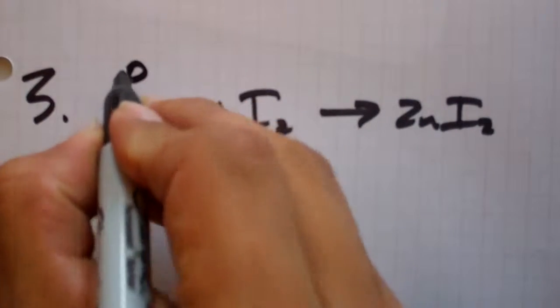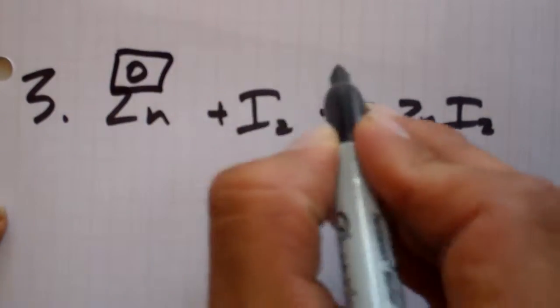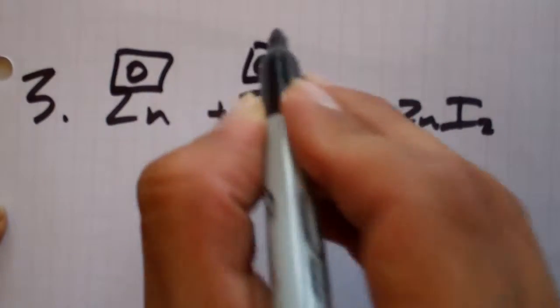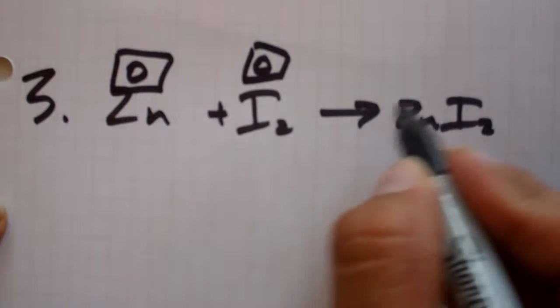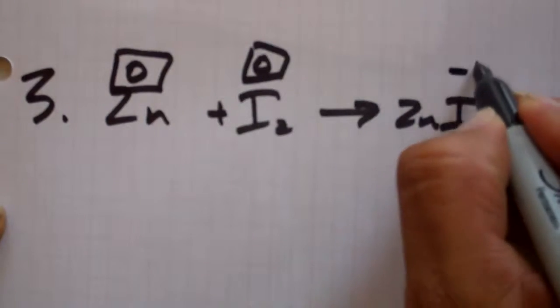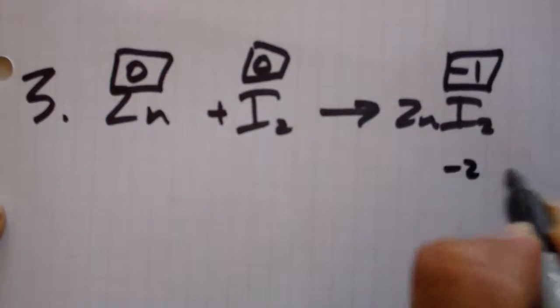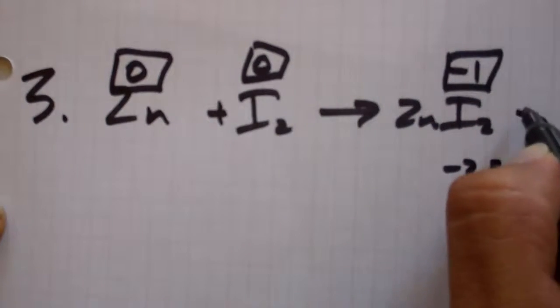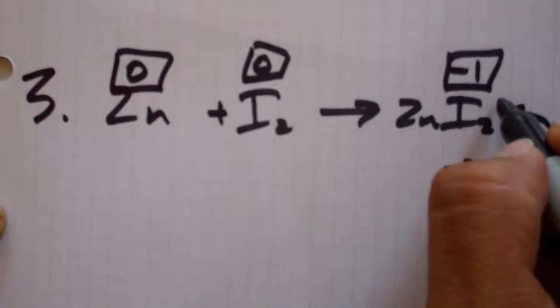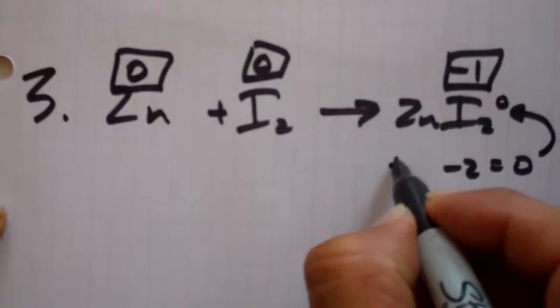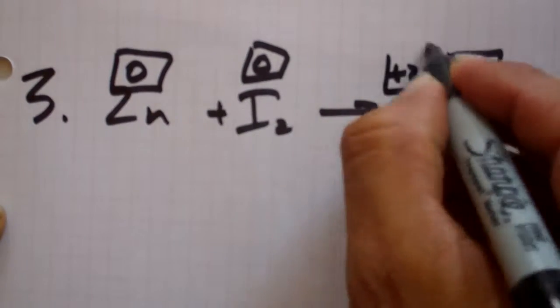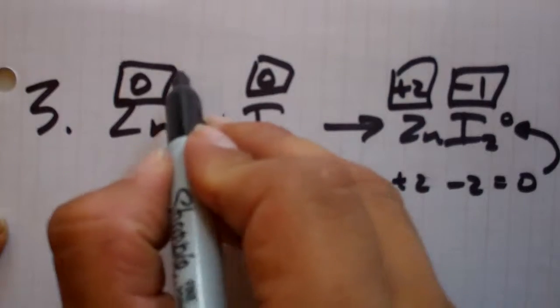Zinc metal by itself, 0. Iodine by itself, 0. Remember, it's a Brinkelhoff and it's an elemental form. Iodine as an ion is -1. And since this is -2, and the sum has to equal 0 because there's no charge here, this has to be +2.